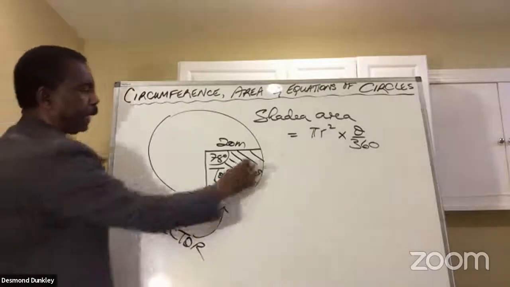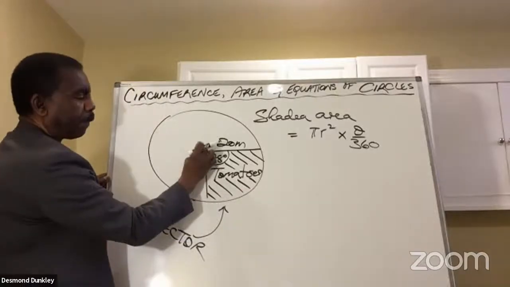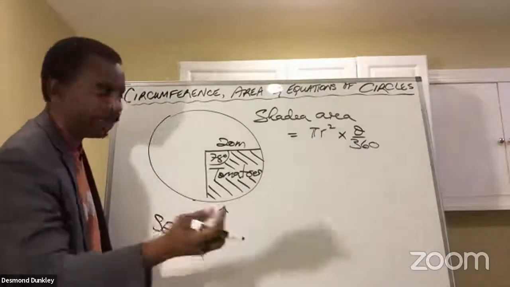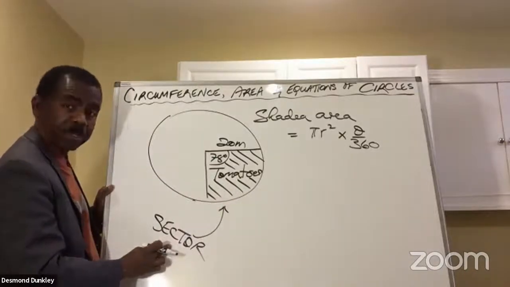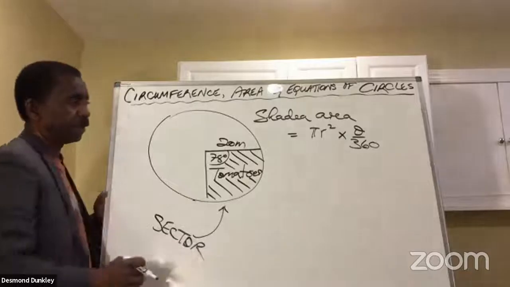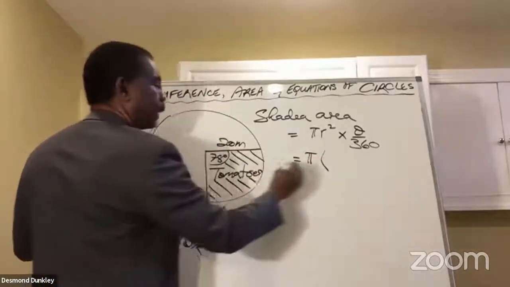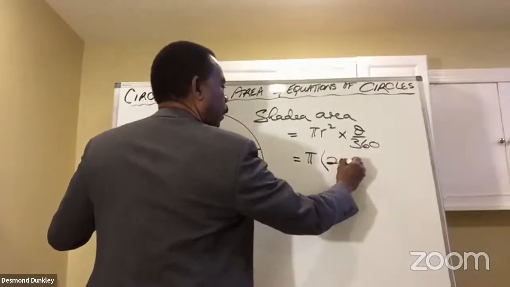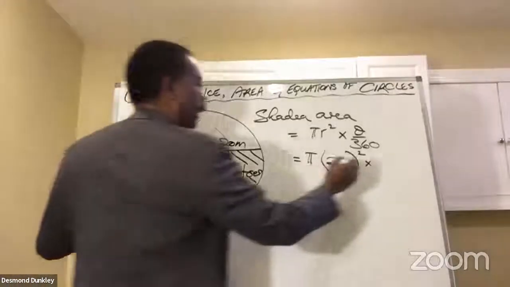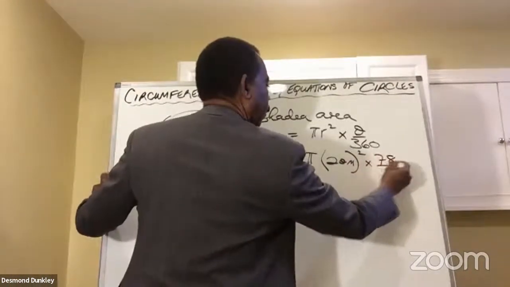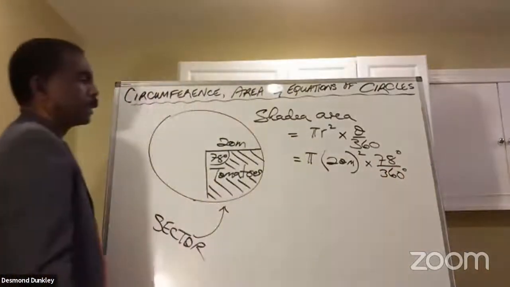So when we're talking about a piece of the outside here, we say this is an arc. When we talk about a portion like this, a pizza slice, or a piece of cake, then we say that that's a sector. That shape is a sector, okay? So in this case, it's going to be pi times 20 meters squared times, and in this case, we have 78 over 360. 78 degrees over 360 degrees.